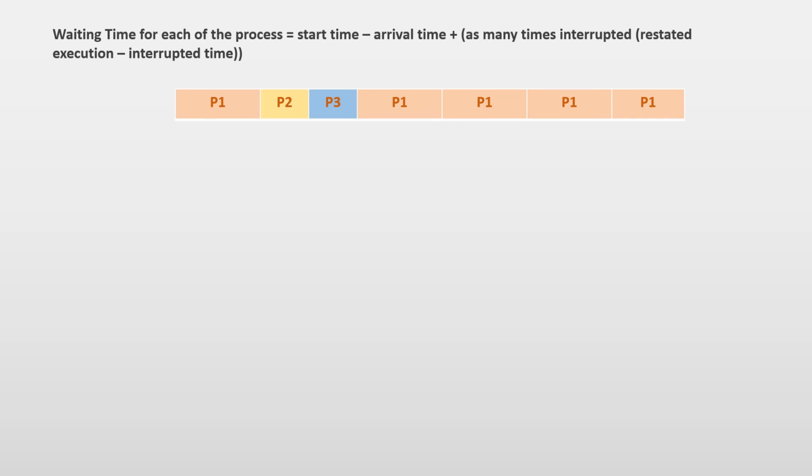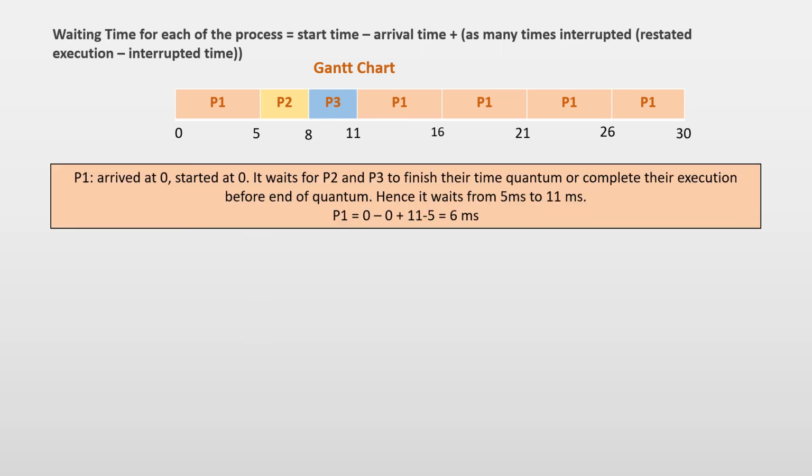So let's calculate the waiting time for these processes. The waiting time calculation is start time minus arrival time, plus the number of times the process was interrupted. So for P1, P1 started at time 0 and had arrived at time 0. Then it waits for P2 and P3 to finish their time quantum or to complete their execution before the end of the time quantum. Hence, it waits from 5 milliseconds to 11 milliseconds. So total time it was waiting was 6 milliseconds.